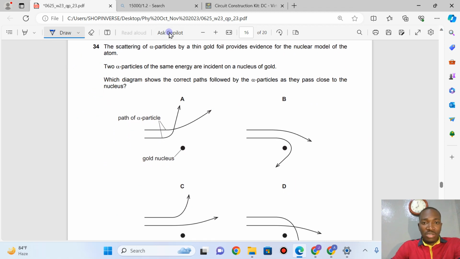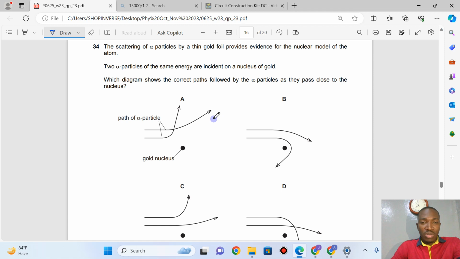The scattering of alpha particles by a thin gold foil provides evidence for the nuclear model of the atom. Two alpha particles of the same energy are incident on a nucleus of gold. Which diagram shows the correct path followed by the alpha particles as they pass close to the nucleus?